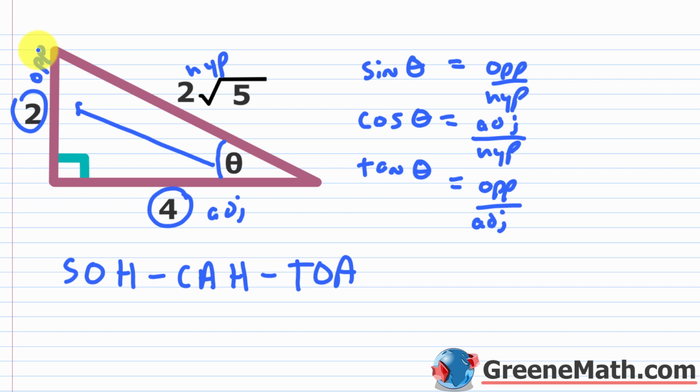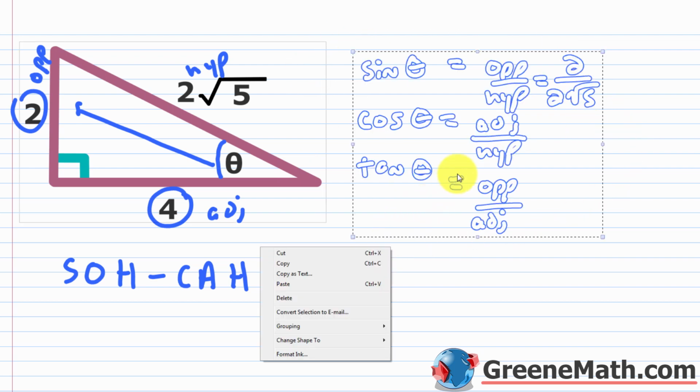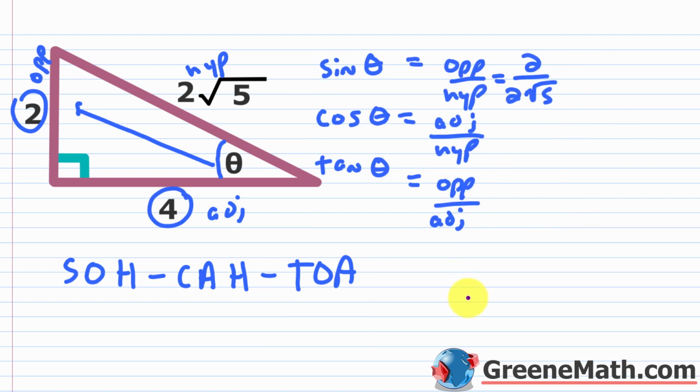So what is the opposite? It's 2. What is the hypotenuse? It's 2 times square root of 5. Well, of course, you want to rationalize the denominator there. Let me just scooch this down a little bit so we have some room. So I'm going to multiply this by square root of 5 over square root of 5. The 2's are going to cancel. So I'm going to have the square root of 5 over square root of 5 times square root of 5 is 5. Okay, so that's my sine of theta.